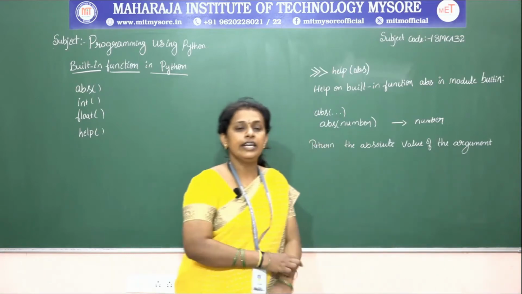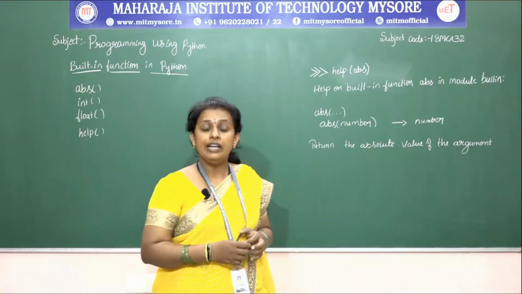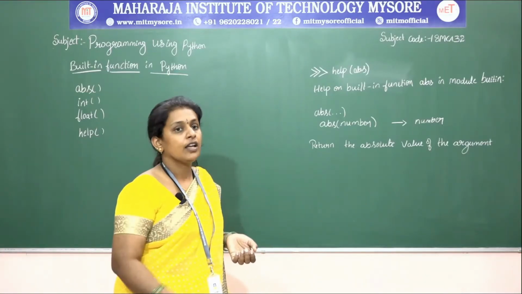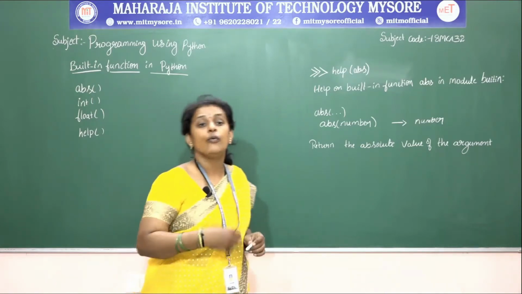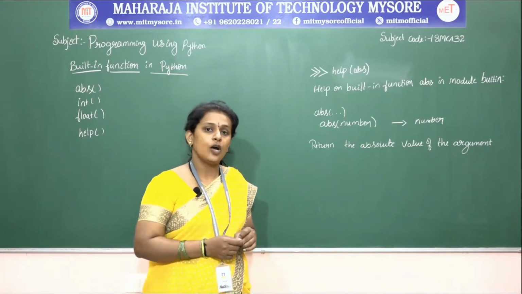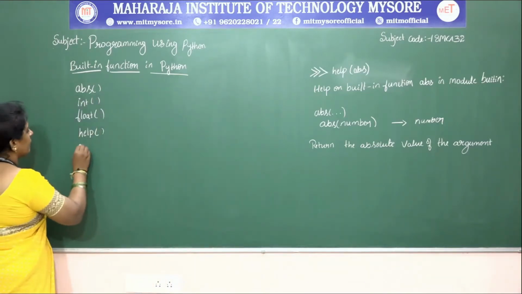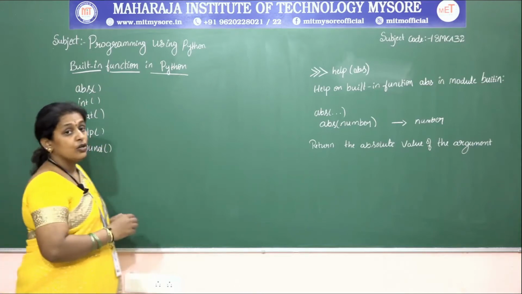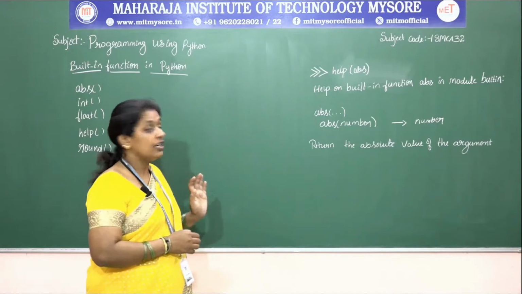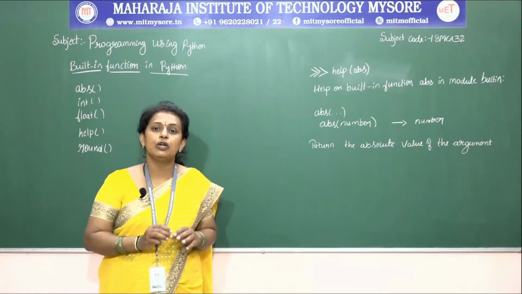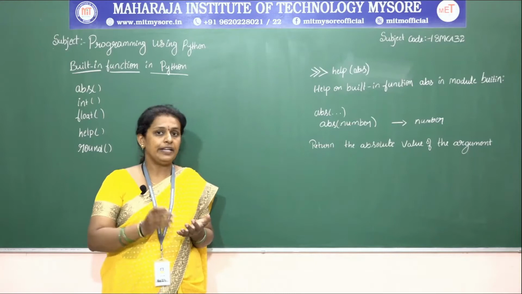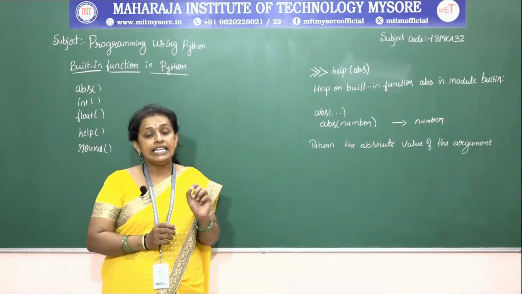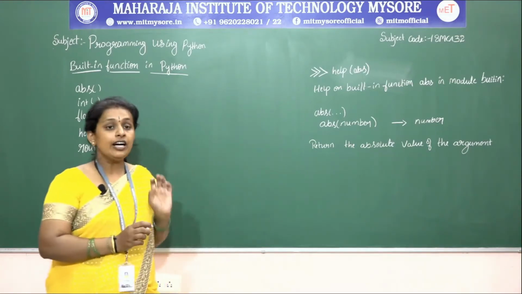So this is how we get information about built-in functions using one more built-in function called help. Let us consider one more built-in function, that is round. The round function rounds a floating point number to the nearest integer. I am repeating, the round function rounds the floating point number to the nearest integer. Let's give an example.